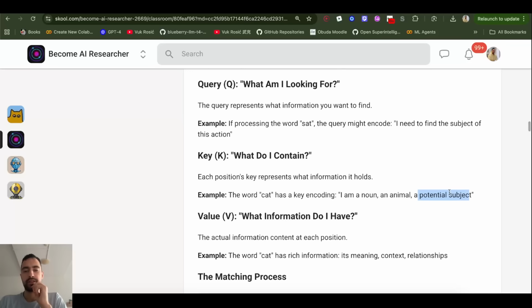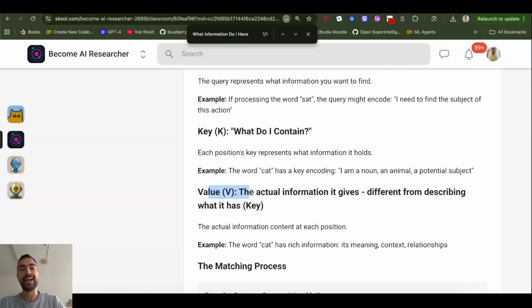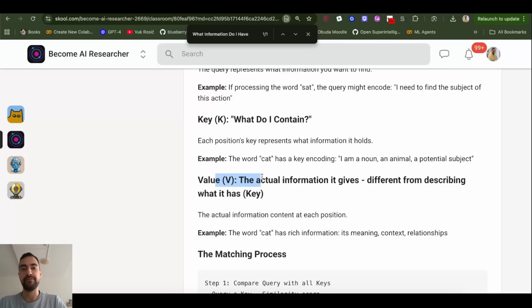So, as I said, it's going to have this key vector, and the key vector will just have a high dot product with this query vector. That's how the neural network learns those weights, to get a high product between "set" and "cat." And value is the actual vector that gets added up, the actual information it gives. So it's different from describing what it has. The key describes what the value has, or what the value will give.